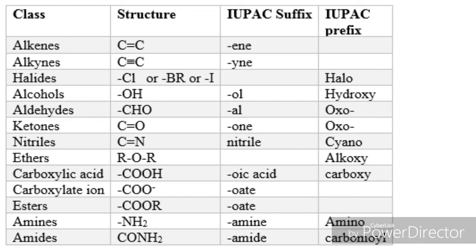For ketones, suffix name is -one and prefix name is oxo. For nitriles, suffix name is nitrile and prefix name is cyano. For ethers, prefix name is alkoxy. For carboxylic acids, suffix name is oic acid and prefix name is carboxy. For esters, suffix name is oate. For amines, suffix name is amine and prefix name is amino.